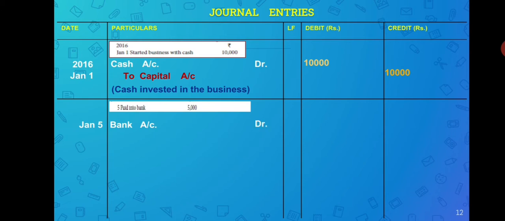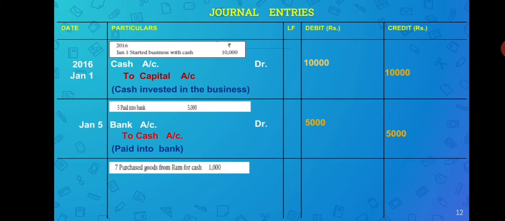Next, what goes out from your hand? Cash goes out from your hand. Now bank account debit, amount போட்டுக்கோங்க. Now credit what goes out? Cash goes out from the hand. So you have to give credit to cash account and then write in the amount column 5,000 rupees. Write the narration paid into bank. Next is the third transaction.